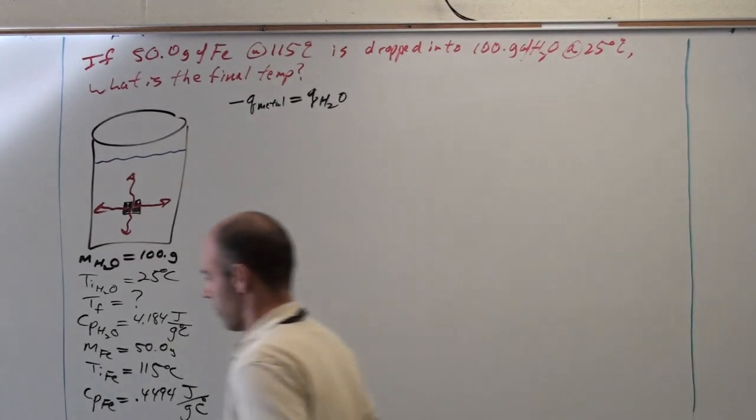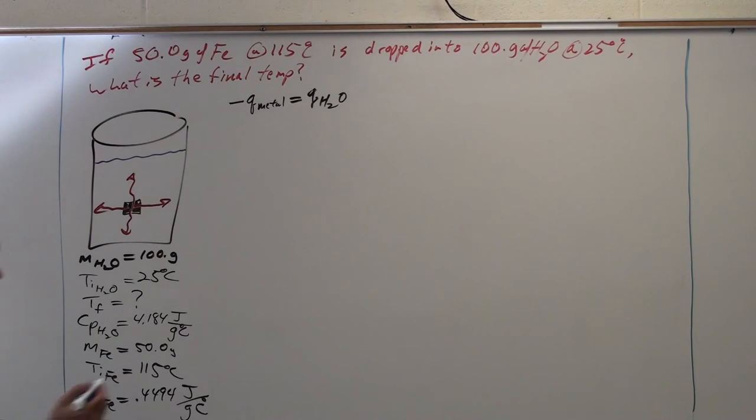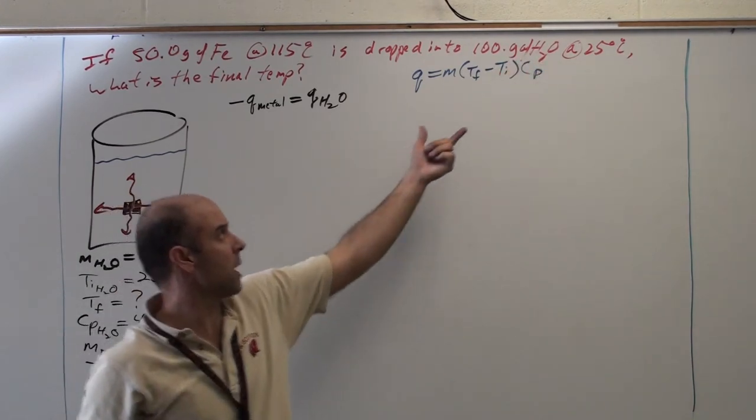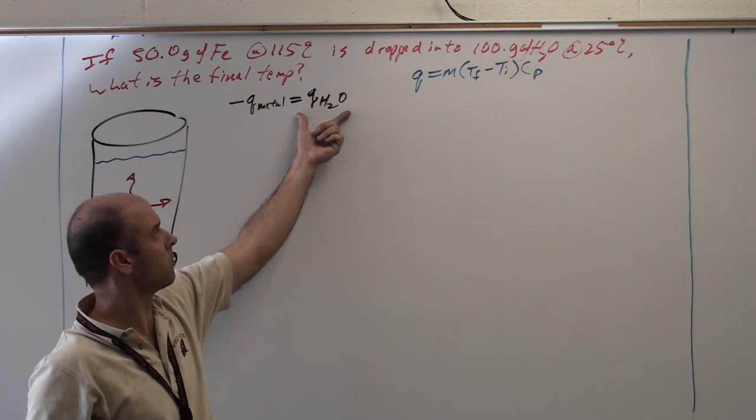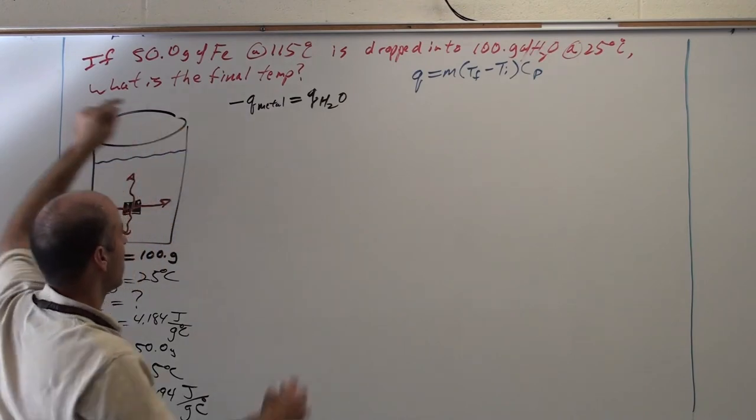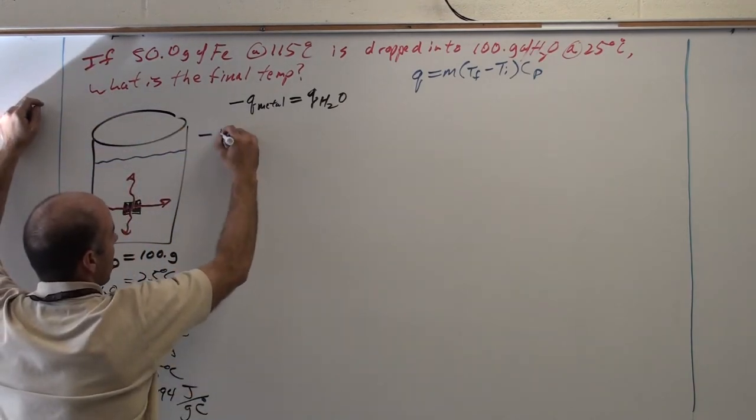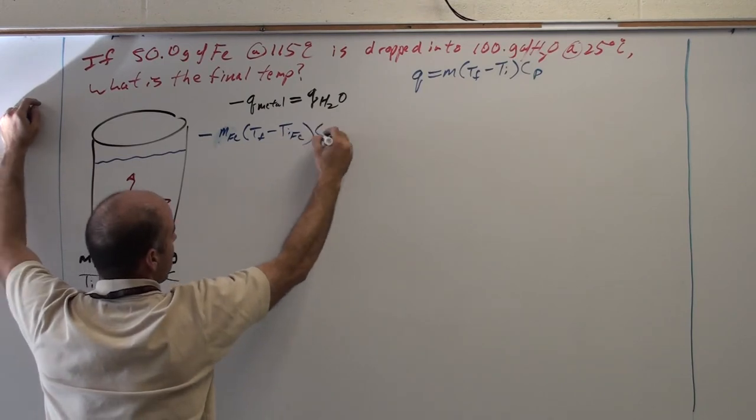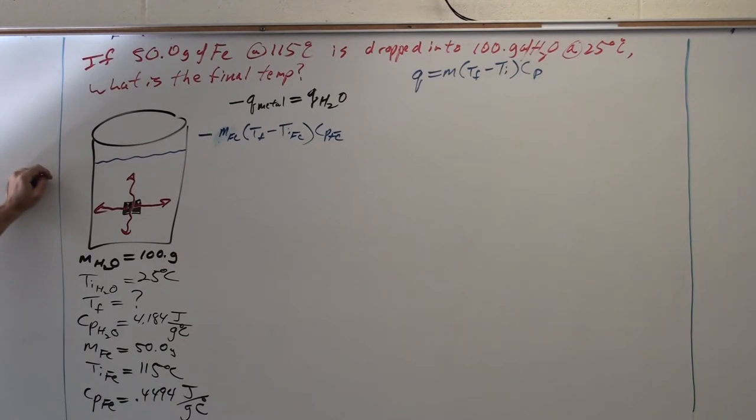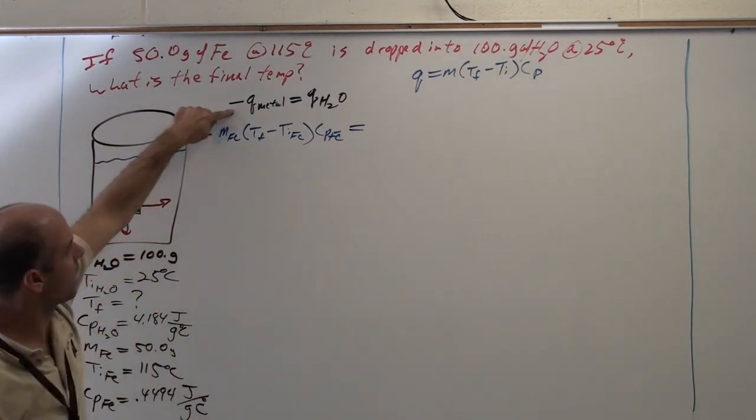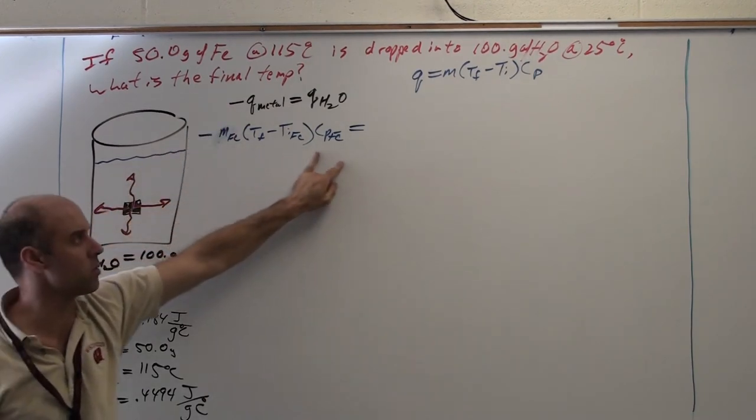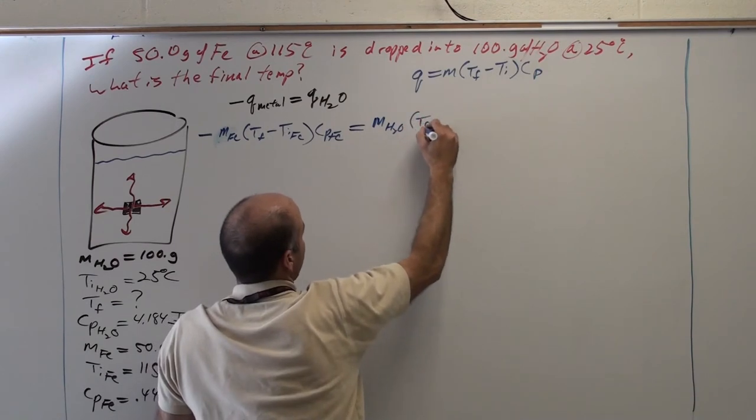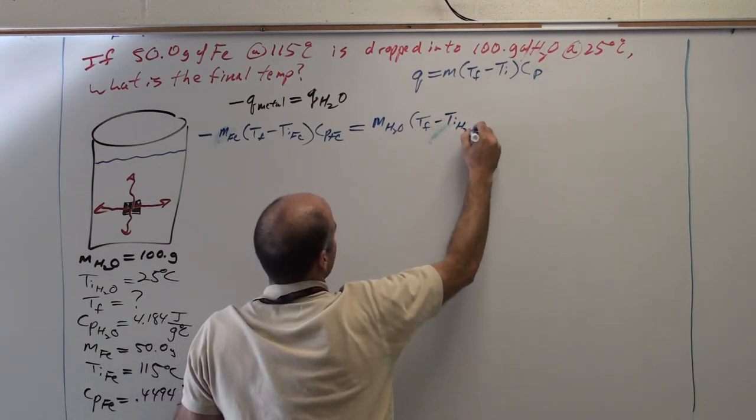Can't have it. Okay. Now we're going to take our equation from the previous problem and we are going to expand it for each side. So negative Q of metal would be negative mass of metal, iron, times final temperature minus initial temperature of iron, times specific heat of iron. The negative sign comes from there, because the metal is losing heat. That'll be equal to mass of water times final temperature of water minus the initial temperature of water times specific heat of water.